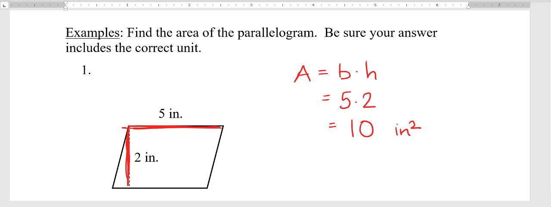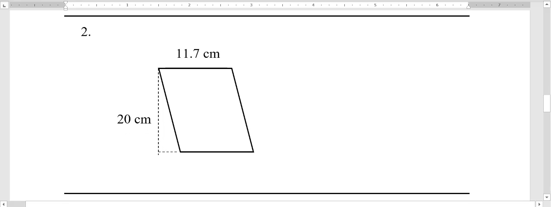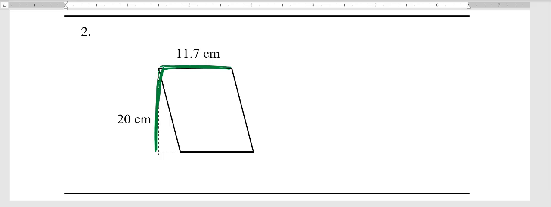Number 2. We want to find the area. The base of the parallelogram is 11.7 centimeters, and the height is 20 centimeters. So area of a parallelogram is equal to base times height. We're going to write 11.7 times 20. If you can do that in your head, great.